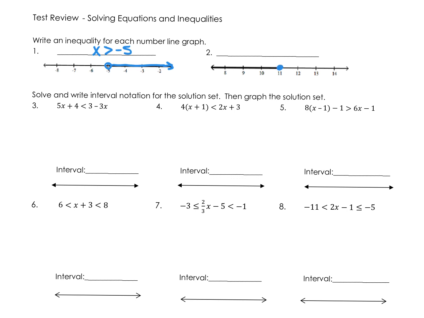The next one is a closed circle at 11. And we're going to the left, so these are all the values less than 11. So x is less than 11, and then we should have an equal to because it is a closed circle.